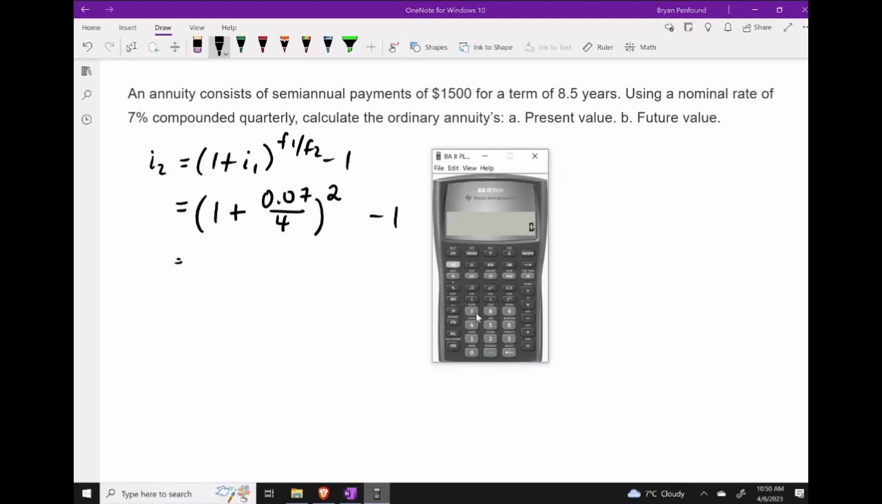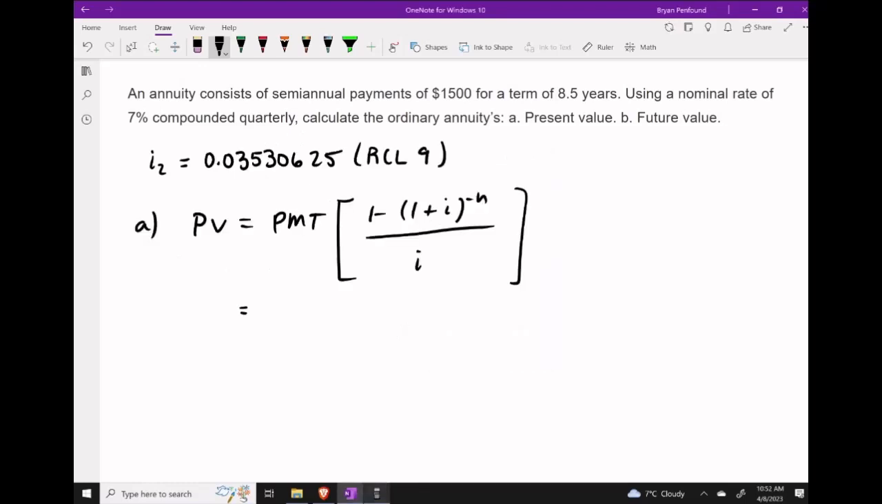So let's start with our open bracket, 1 plus 0.07 over 4. I'm going to close that bracket and square this number and then subtract 1. And now that we have this number, I do want to save this into memory, so I'm going to store this under number 9 so that I can use the recall number 9 feature to bring it back when we need it in the future.